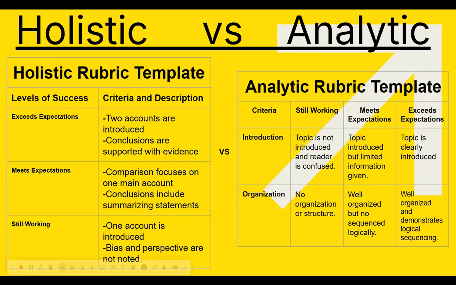Analytic means we are analyzing, breaking up pieces of the project. Like if we're doing a writing project and you look at the introduction or you look at the organization of it, and then you can break it up and analyze it and give them feedback towards those specific things. So this is the difference between a holistic and an analytic rubric.